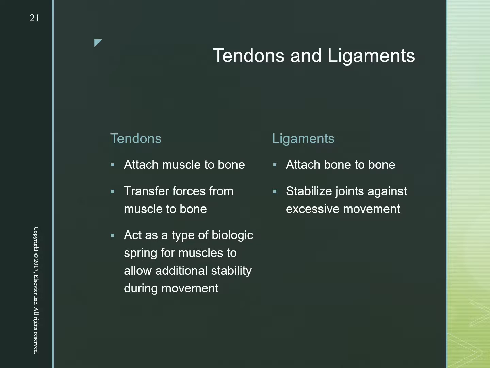Both tendons and ligaments are primarily composed of types 2, 4, 5, and 6 collagen and fibroblasts. The fibroblasts in tendons are arranged in parallel rows. They attach muscle to bone, they transfer forces from muscle to bone, and they act as a type of biologic spring for muscles to allow additional stability during movement. In ligaments, the fibroblasts appear less organized. They attach bone to bone, and they stabilize joints against excessive movement.